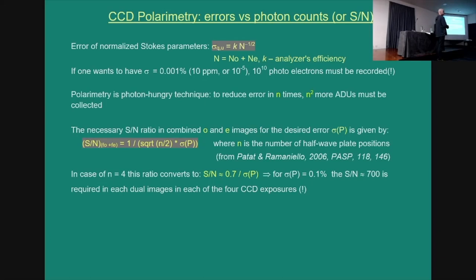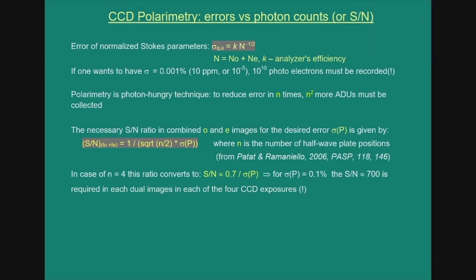That means that if you want to have a sigma of 0.1%, a signal to noise of 700 is required in each dual image of each of the four CCD exposures. So polarimetry requires plenty of photons. It's more sensitive to the flux in comparison with other observations, like photometry.